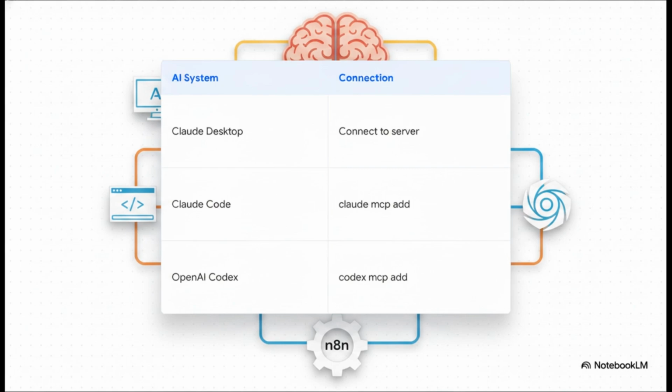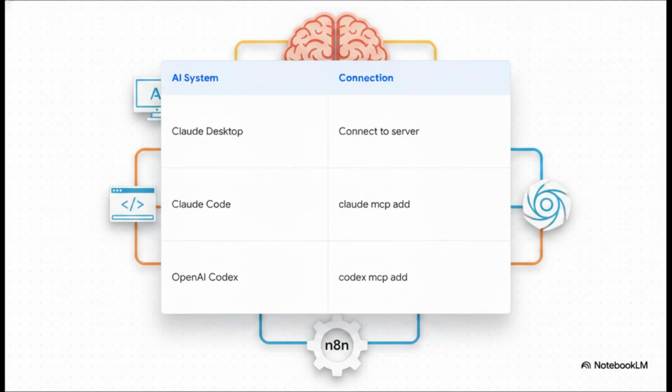The docs actually give us exact connection methods for these servers. For Anthropic Claude Desktop, you can directly connect it right to the n8n MCP server configuration. If you're using the command line interface with Anthropic Claude Code, the command is beautifully simple. It's just claude mcp add, transport HTTP, n8n MCP, followed by your specific server URL. And for OpenAI Codex, it's just as straightforward. Codex MCP add n8n MCP, followed by the URL.